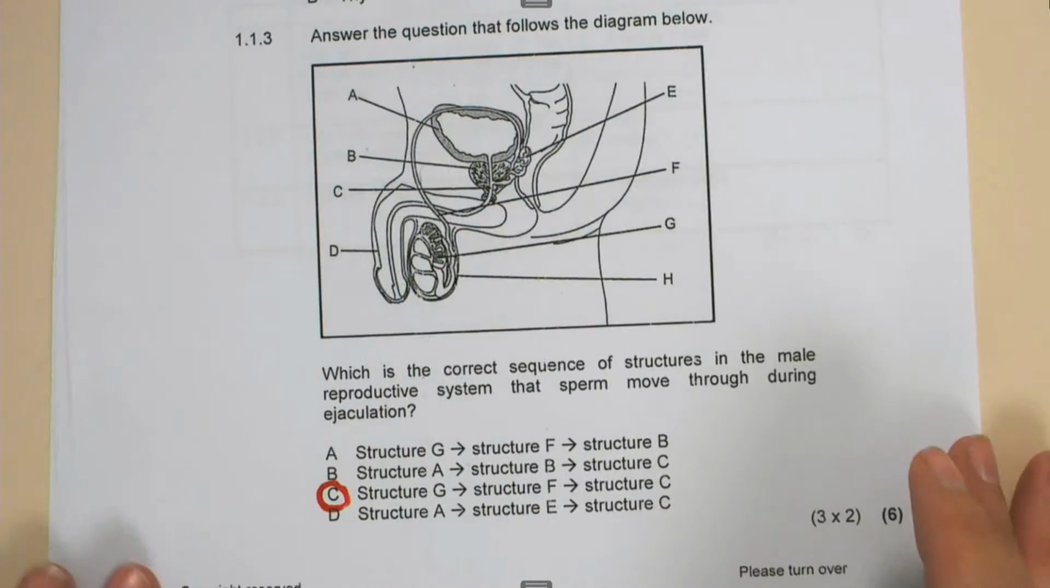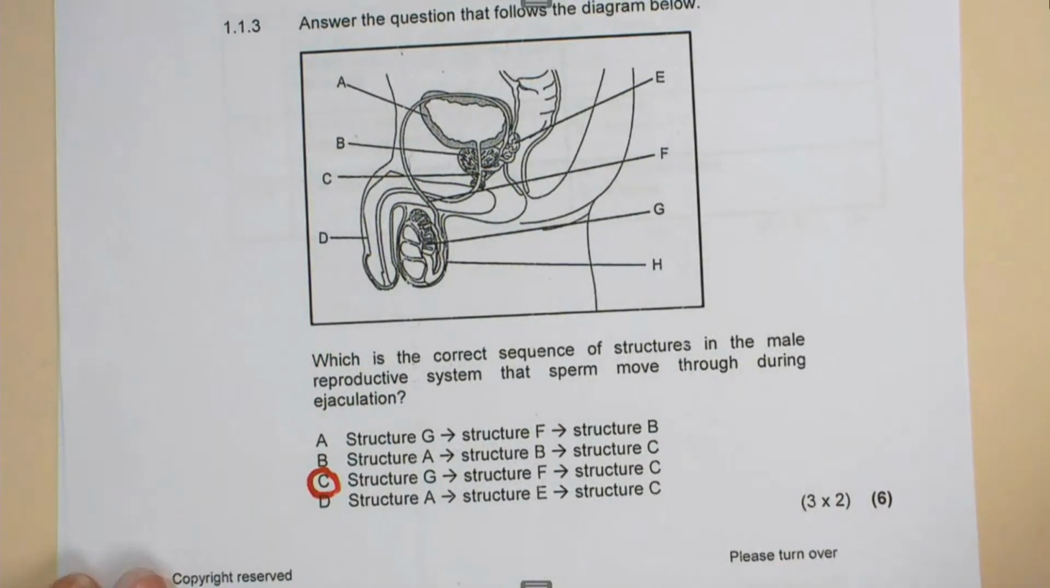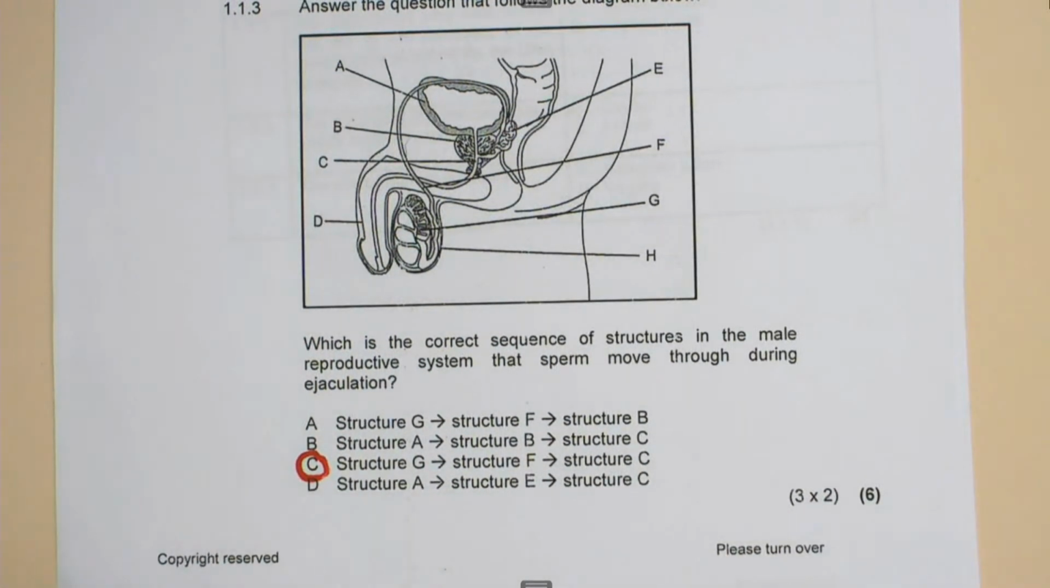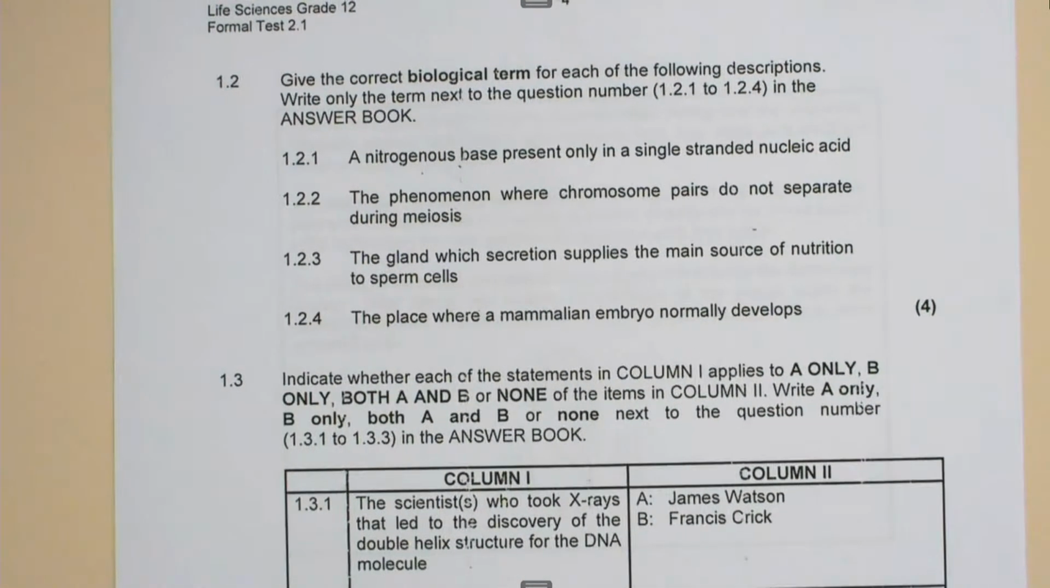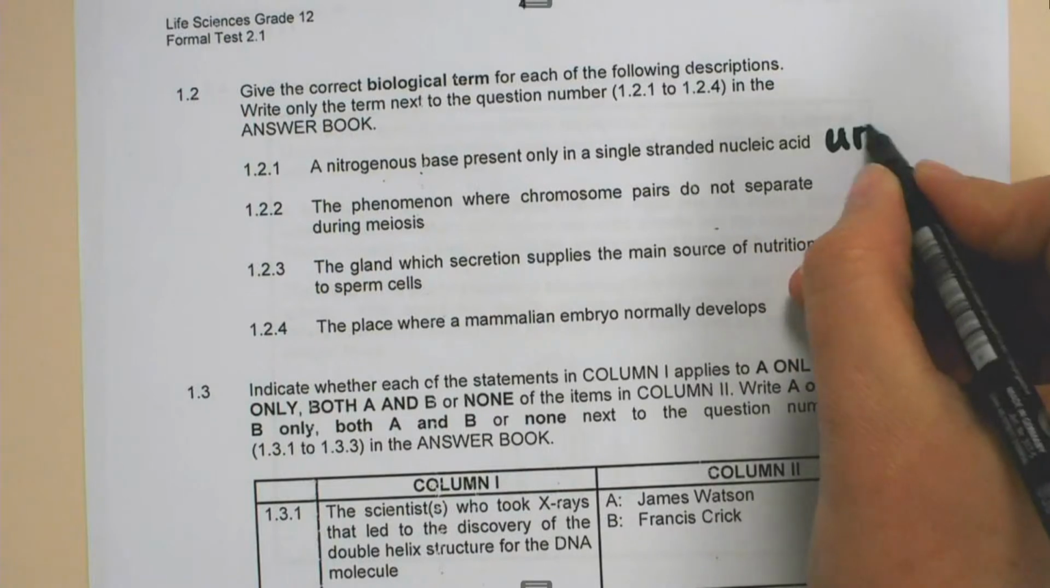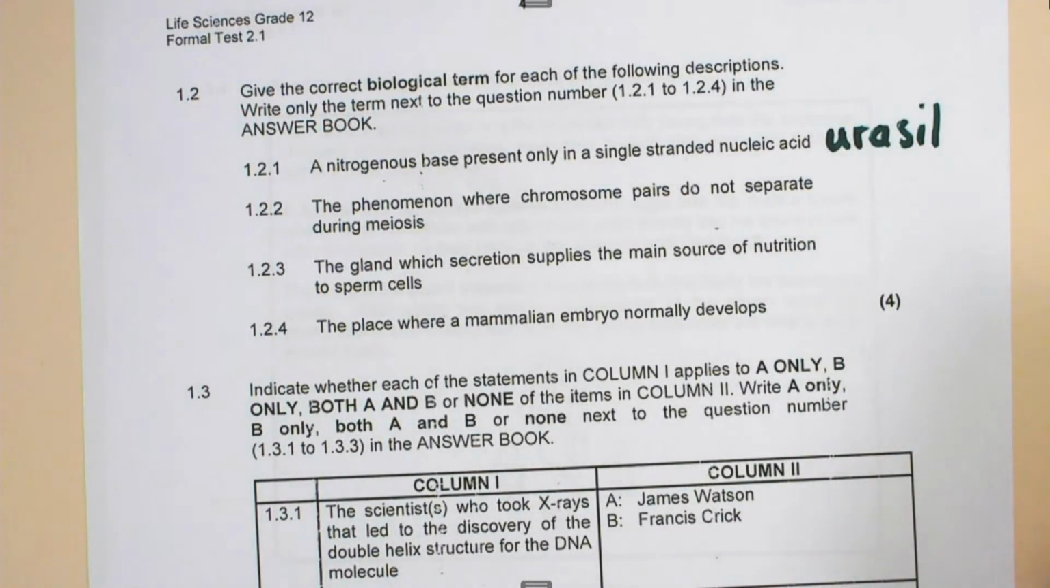That would be the correct sequence of the structures in the male reproductive system that the sperm moves through during ejaculation. If we go to the next question, this would be the section on 1.2. Give the correct biological term for each of the following descriptions. Write down the term next to the question number in the answering book. A nitrogenous base present only in a single-stranded nucleic acid, and that would be uracil. That is the only correct answer there.